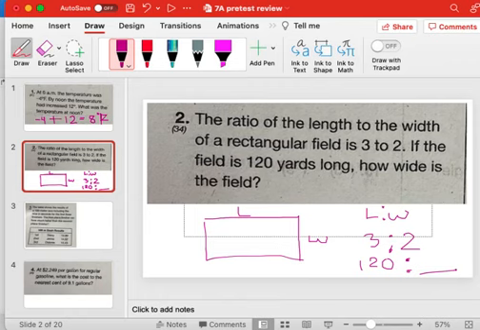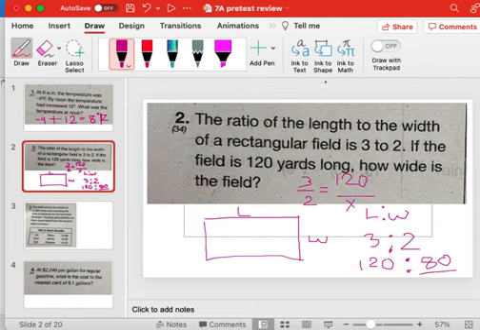Okay, so we can do this several ways. We can take the 120 and divide it by 3 to see what the multiple is, what the scale factor is. Okay, so 120 divided by 3 is 40, and 2 times 40 is 80. So that's one way that we can do it. The other way is we can set up a proportion. 3 is to 2, so that's length is to width, as 120 is to something. We can put an X there.